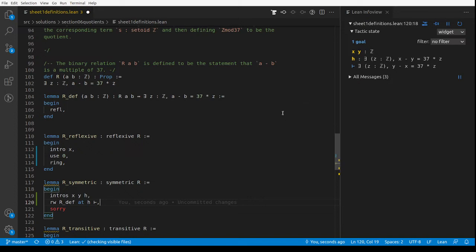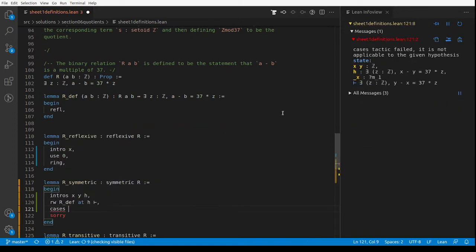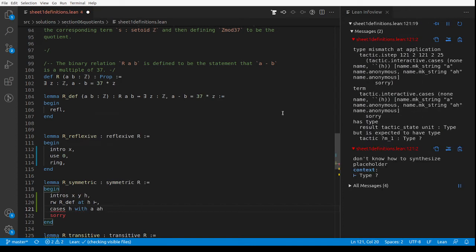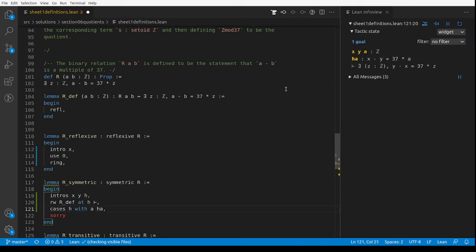So we can take the h apart, right? Cases h with a, ha. So there, now our hypothesis ha says that x minus y is 37 times a, and we've got to come up with an integer z such that y minus x is 37 times that integer. And of course, if you think about it, that integer is going to be negative a, so we can use negative a.